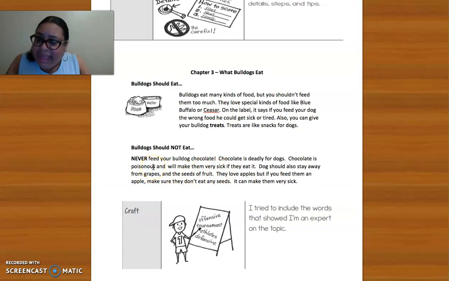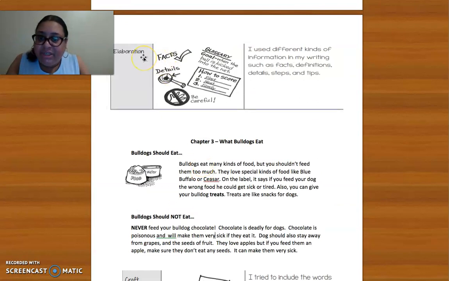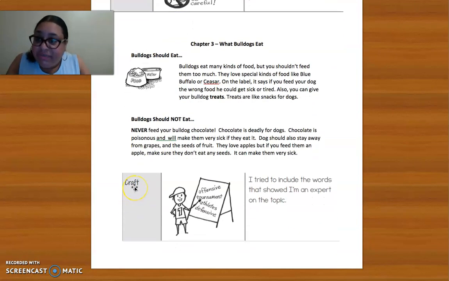Do you see how I had to go back and revise? When I looked at my checklist for craft, I didn't have really strong words to show what I'm teaching. So I had to go back and fix that. Never feed your bulldog chocolate. Chocolate is deadly for dogs. I even want to highlight that too. Chocolate is poisonous and will make them very sick if they eat it. Now I think my craft is much better.